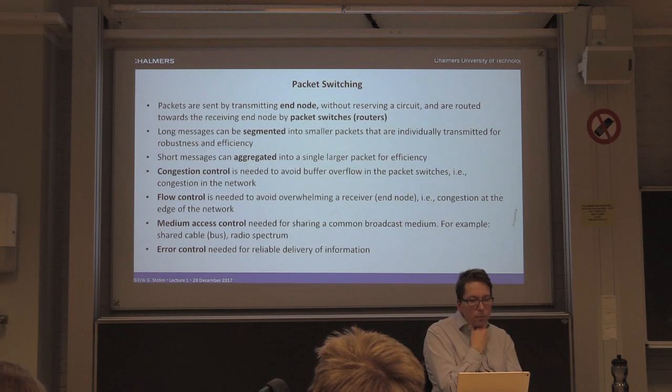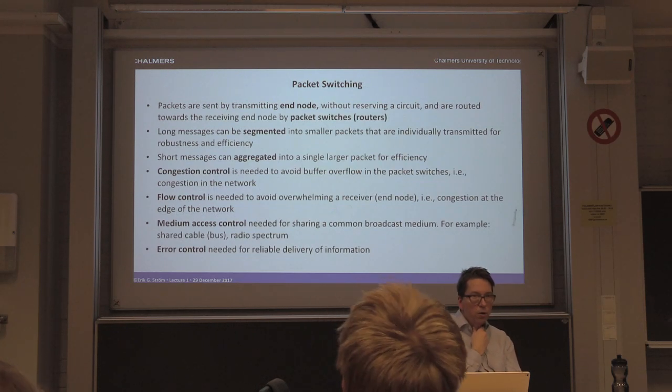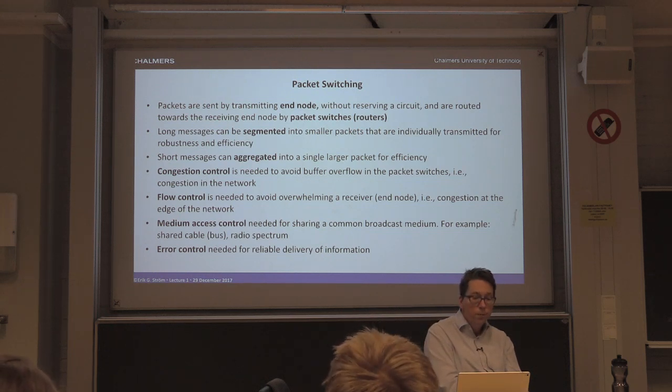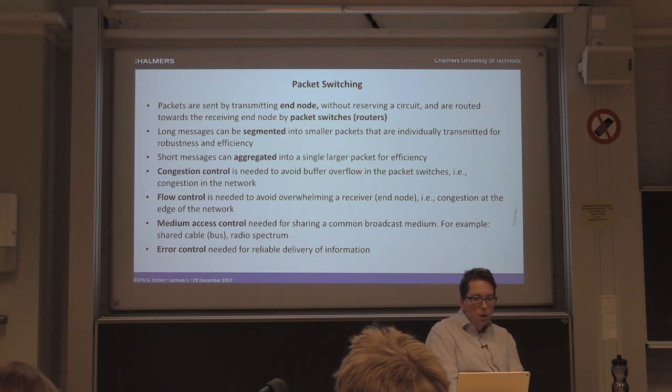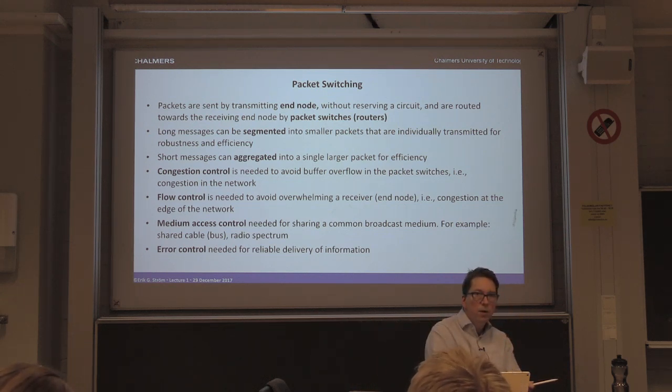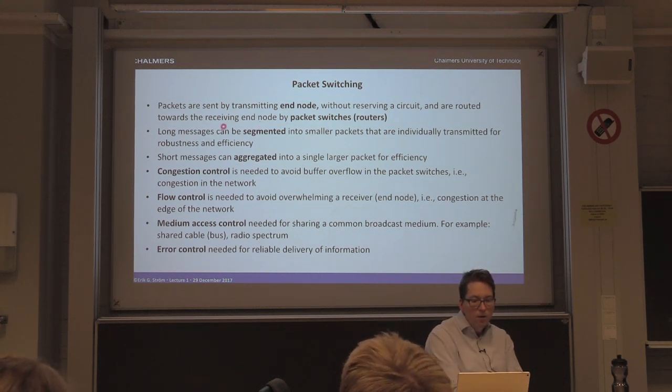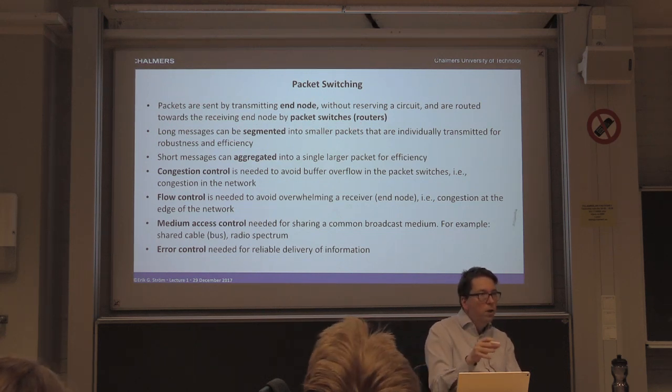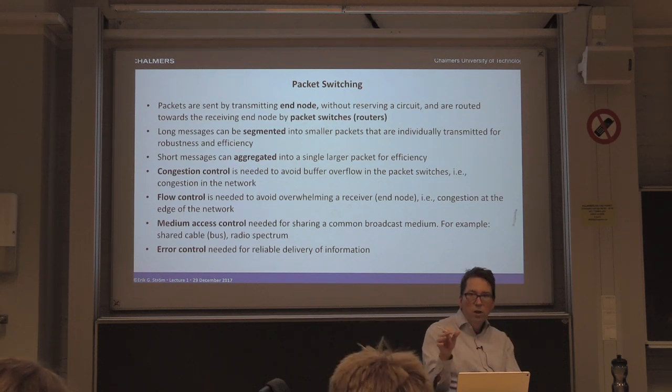Packet switching is the typical way things are done, but circuit switching is also used to transmit in computer networks. In packet switching, packets are transmitted from one end node to the other without reserving a circuit. We just push the information into the network and hope that it makes its way through to the other end. It makes its way towards the receiving end node by way of packet switches. These are the routers inside the network whose job it is to forward messages in the general right direction.